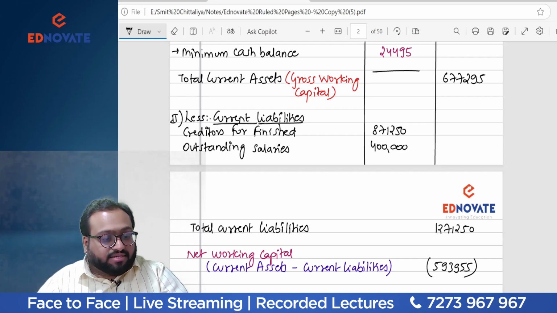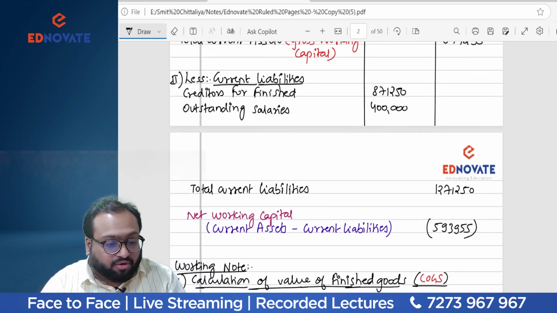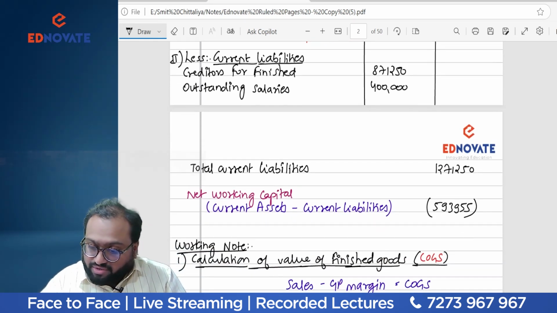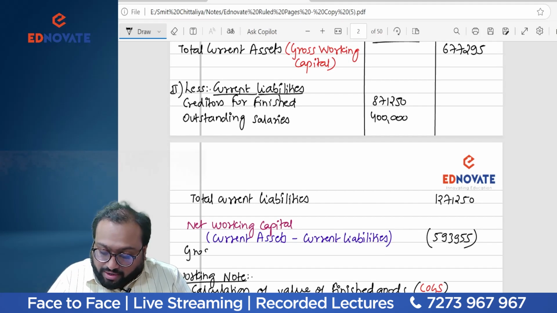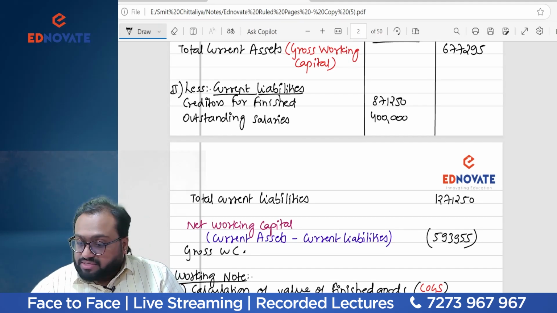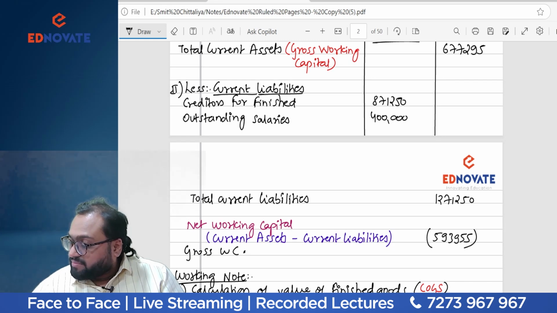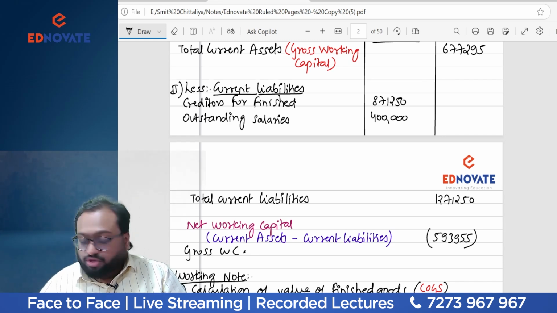So this is the answer given by ICAI also, and the right answer is written in rupees in lakhs. They have written rupees in lakhs, so I also need to write rupees in lakhs. To find gross working capital, it is 6,77,295 divided by 1 lakh. If I do that, it will be 6.7730.